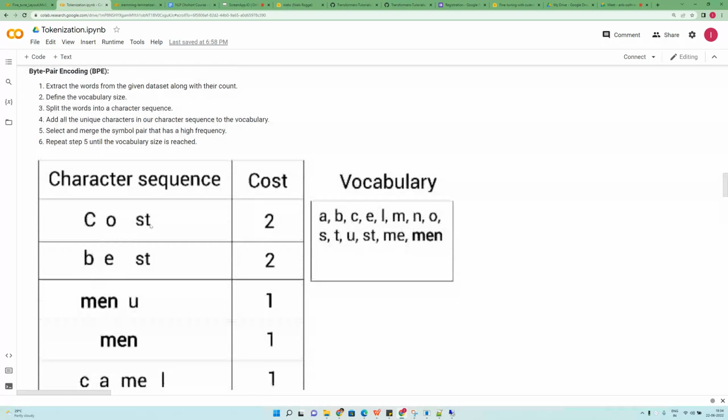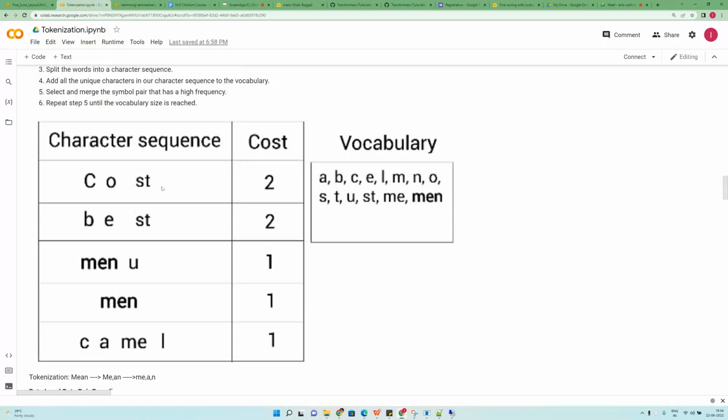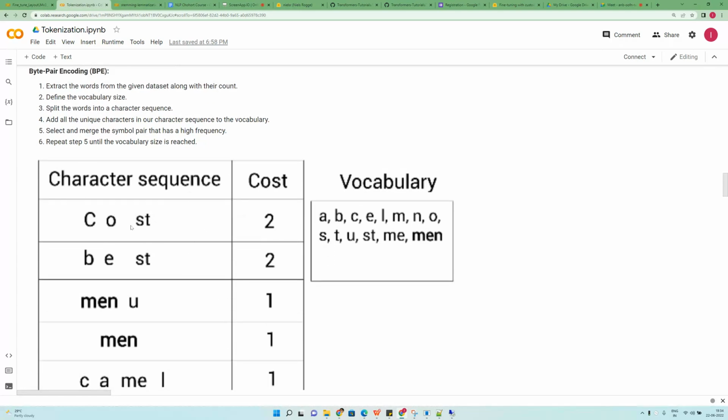So let's say I have some sentences, and I found out that the word "cost" is occurring two times, "best" is occurring two times, "menu" is occurring one time, "men" is occurring one time, and "camel" is occurring one time. I will first collect this count for every word, how many times it was occurring in the given data. Then you define a vocabulary size. I will say, okay, I just want a size of 10 or 12 words. Then you split the words into character sequences. Up to that, I will get A, B, C, E, L, M, N, O, S, T, U.